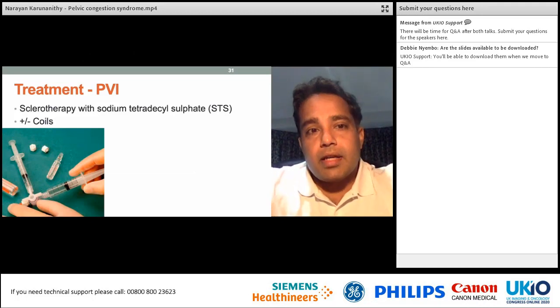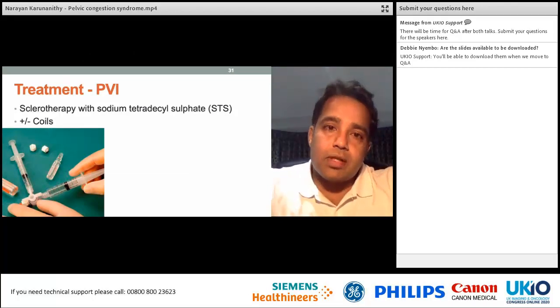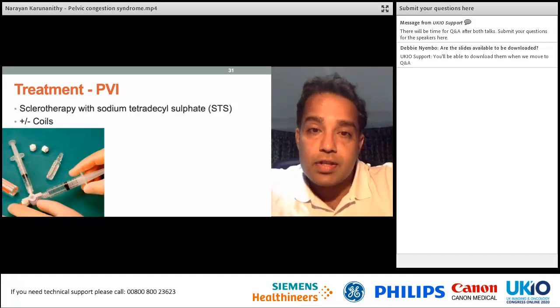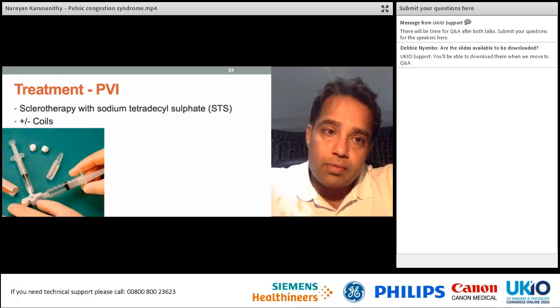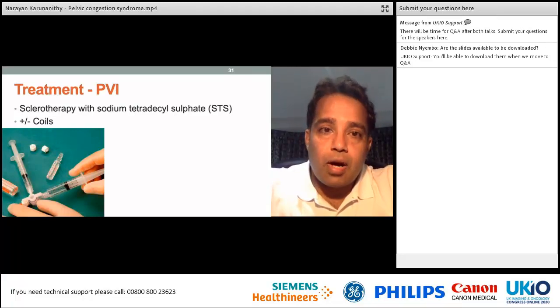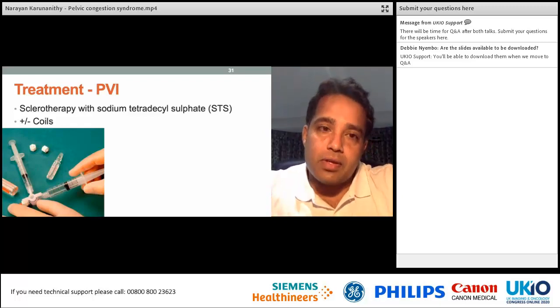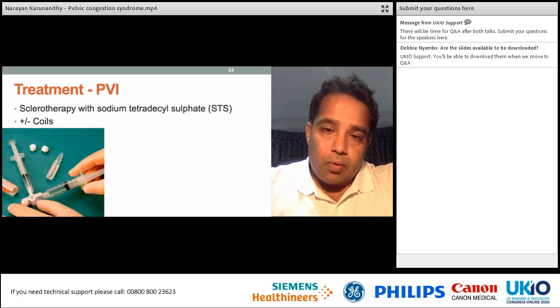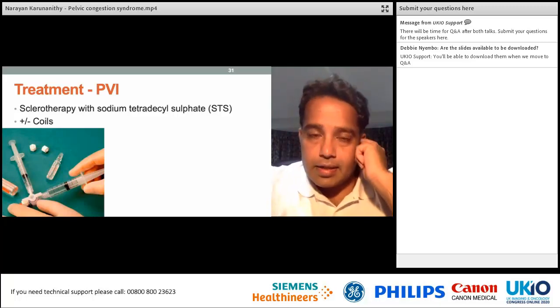So in terms of treatment, the treatment is tailored depending on what we think is the primary pathology. Is it pelvic venous insufficiency, or is it venous outflow obstruction? When we think that the cause for the pelvic congestion is pelvic venous insufficiency, the primary treatment modality we use is embolization, sclerotherapy with coils and liquid agents like sodium tetradecyl sulfate.